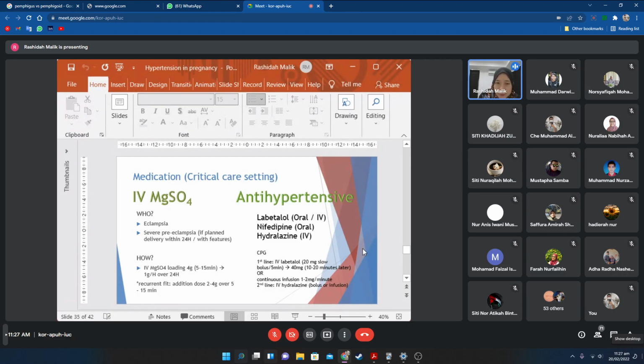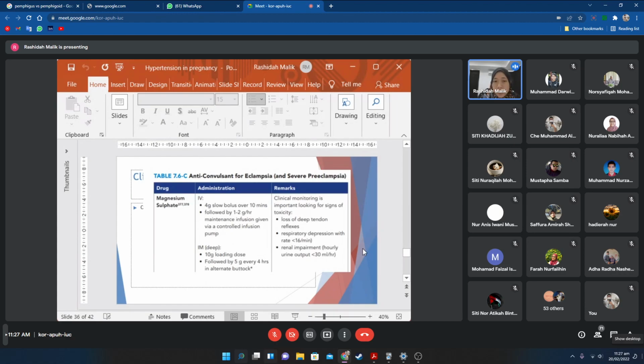You give it through intravenous route, or if you don't have an IV line, you can give intramuscular magnesium sulfate, whereby the dosing is 10 gram, you give 5 gram each buttock. Why do you give at 2 buttocks? Because the volume is a bit large, and it's painful to give the whole dosing of 10 gram at 1 buttock, so you give 5 gram alternately at each buttock. Right, so you will need to remember the dosing.